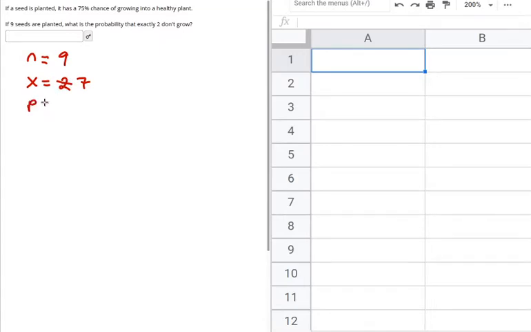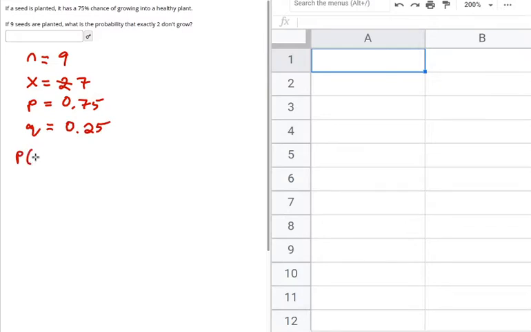So now my probability of success, that is, these 7 are my successes, that means probability of success must be the probability of one of them growing into a healthy plant. So that is the 75%. That means my probability of failure, or my Q, is 25%.